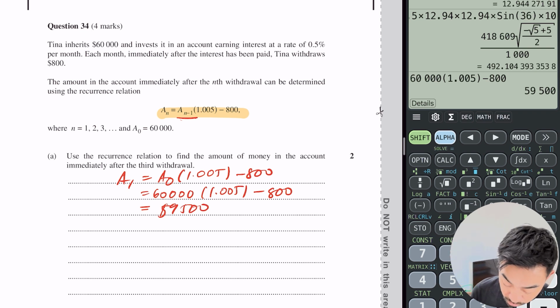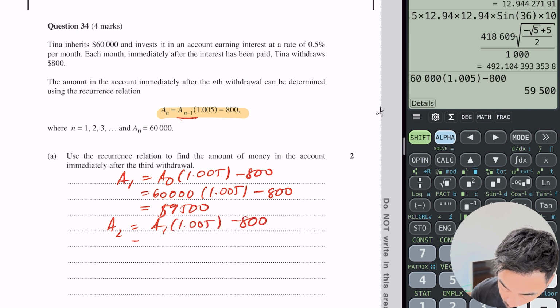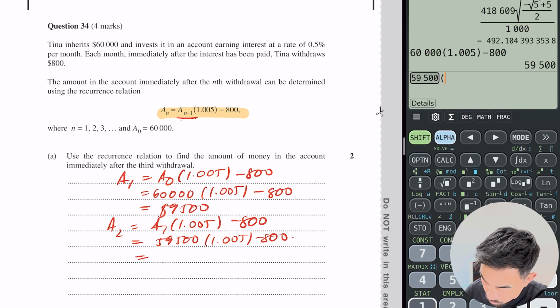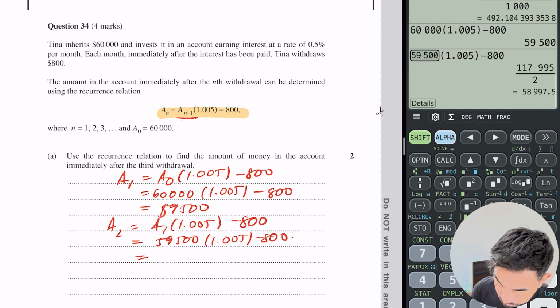Okay, now I repeat. So A2 will be the one previous, so A1 times 1.005 minus 800. So that's 59,500 times 1.005 minus 800. All right, so what's that? 58,997.50. Okay, so you're getting the gist now.